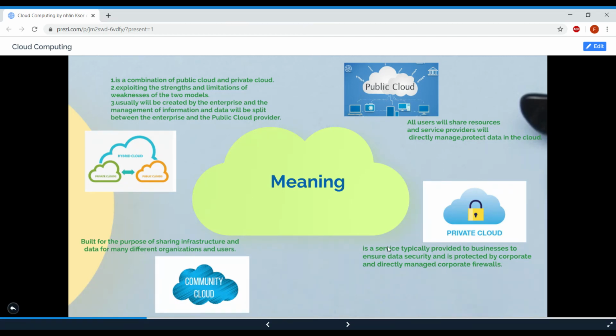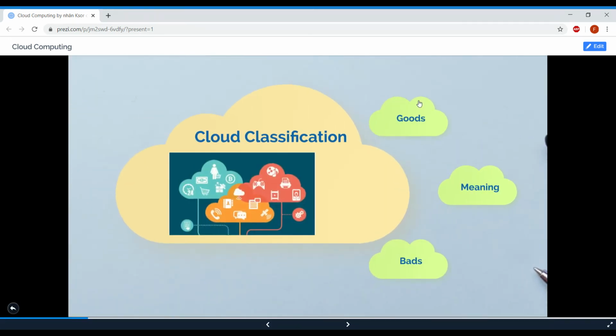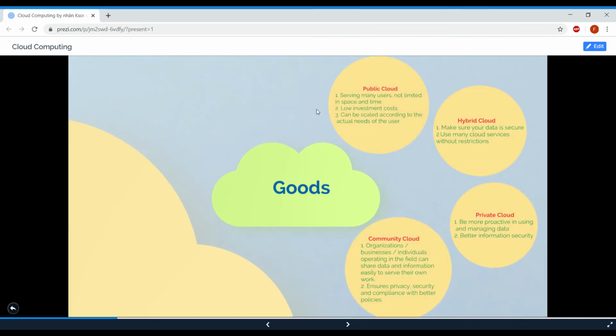Right now, we go to the advantages and disadvantages of the four types of cloud computing. The first one, public cloud, has three advantages. The first one serves many users in a limited time and space. Secondly, low investment cost. Thirdly, it can be scaled according to user needs.